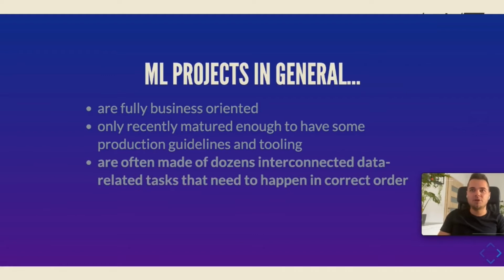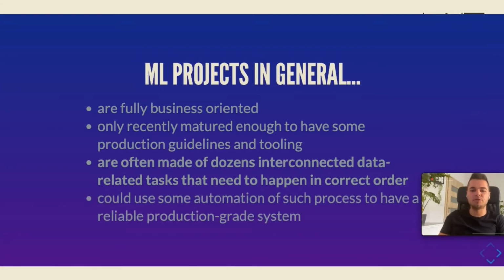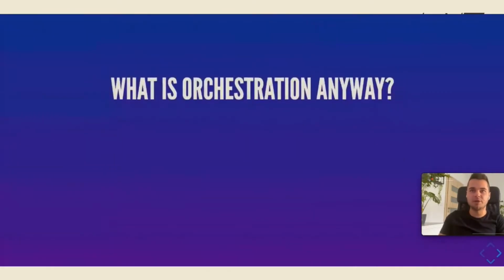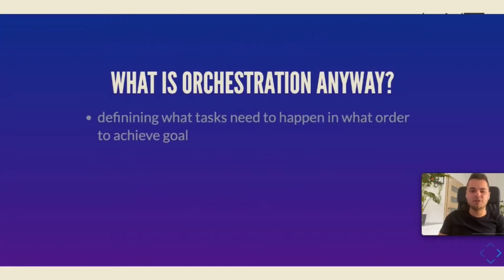And when the project's finally ready, all we are left with are dozens of interconnected data-related tasks that need to happen in a correct order. So, for example, collecting the data, pre-processing it, choosing an algorithm, finding parameters, deploying the model, and so on. And obviously, we could use some automation of such process to have a reliable production-grade system. So in those terms, orchestration is all about defining what tasks need to happen in what order to achieve some goal. For example, create and train an algorithm.